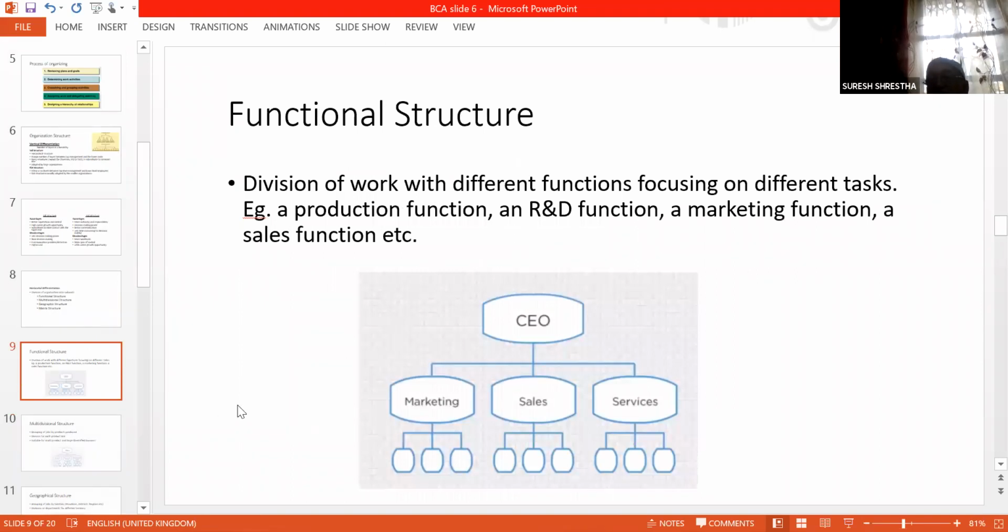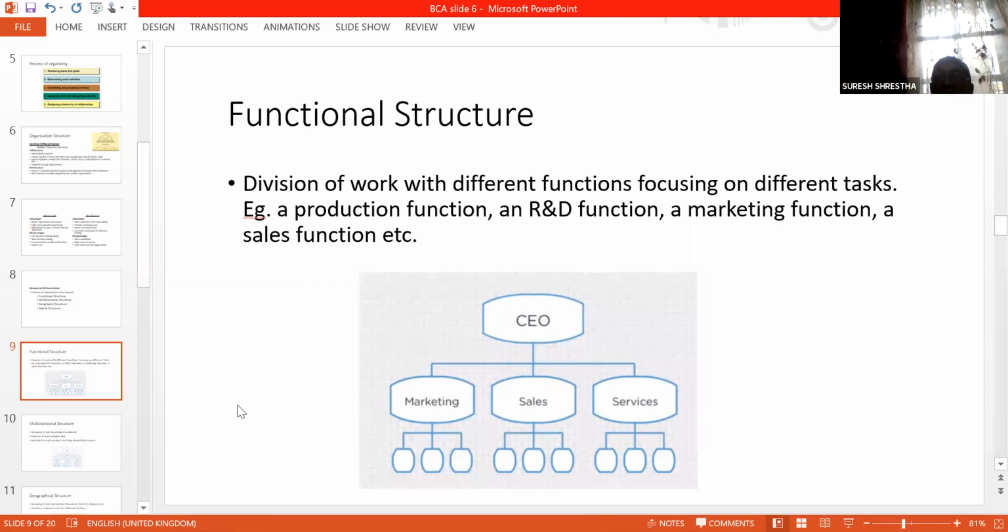Let's see what is functional structure भनेको चाहिँ कसरी स्ट्रक्चरिङ गर्ने, कसरी अर्गनाइज गर्नेलाई चाहिँ functional structure भन्छ भन्दाखेरि division of work with different focusing on different tasks. So on the basis of tasks, you have the units or the departments. So the functional structure will be something like this. You see in the picture. So there will be one manager at the top. Then you will have different departments. For example, here the example is marketing department, sales department, and services department.